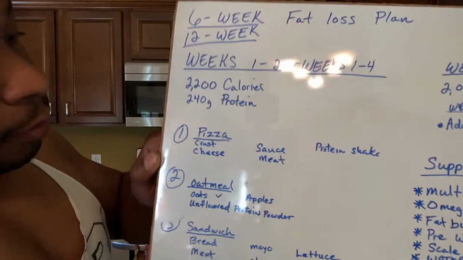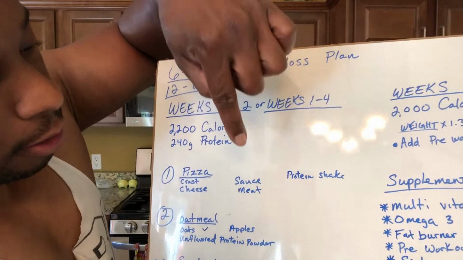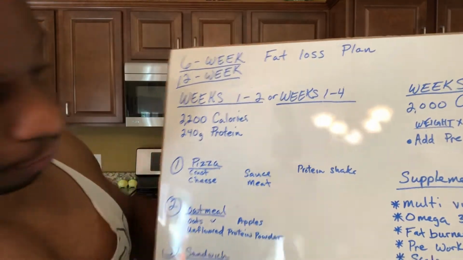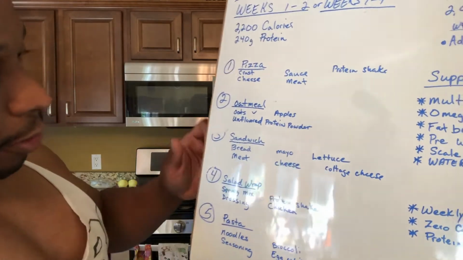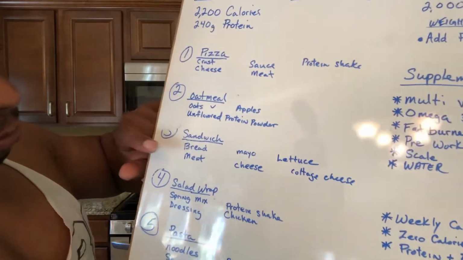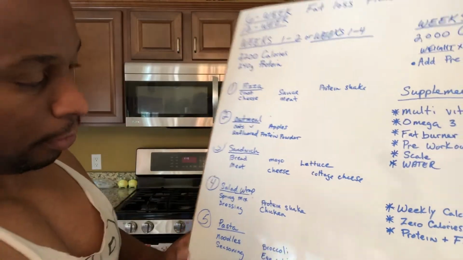What I do is, let's see if you can see that. For pizza, I need crust, cheese, salt, sauce, meat. Another example, let's say for sandwiches, I need bread, meat, mayo, cheese, and lettuce. Okay, so those are pretty much basic ingredients to make the meal.